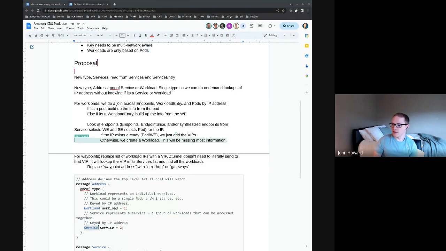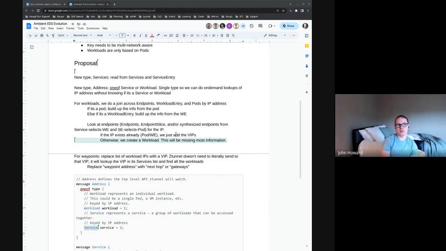The other thing that's interesting is that we may have endpoints where we don't have pods. I don't feel amazing about this, but my current proposal is that we would still create a workload and it would just be missing a lot of information. In the endpoint, we get some info, like we would definitely have namespace and IP address.